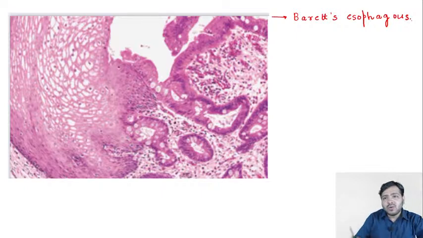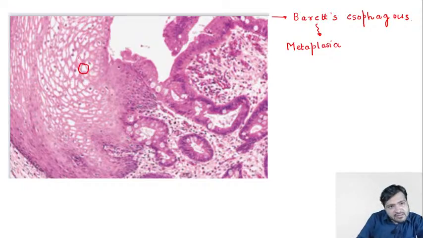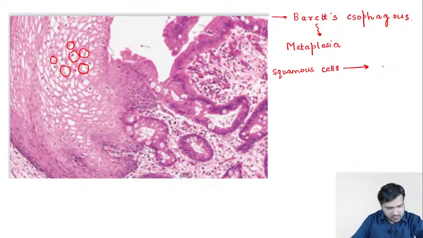And remember, what happens in Barrett's esophagus? Basically, it is the metaplasia which is taking place. You know that we have the squamous cells over here. You can very well appreciate in this particular image that we are having the squamous cells. The squamous cells are actually changing into columnar cells. One mature form is changing into some other mature form.